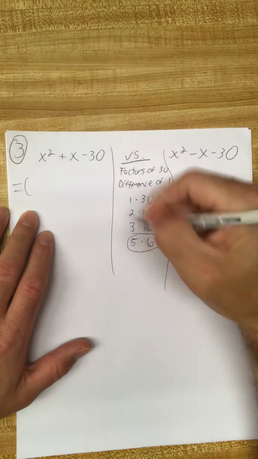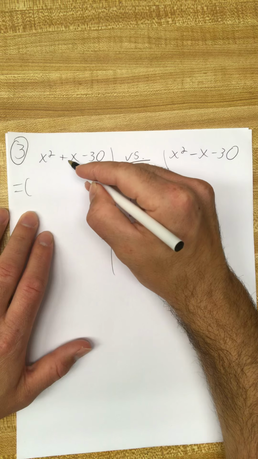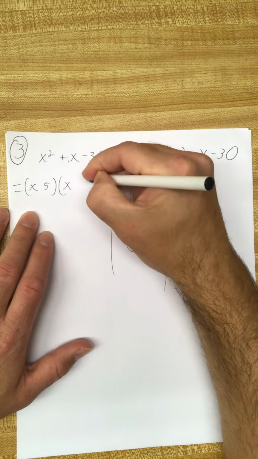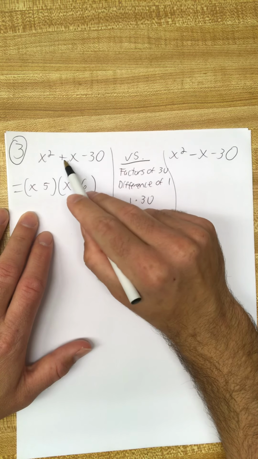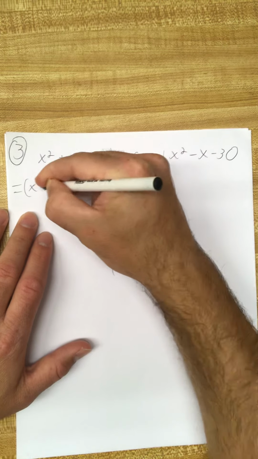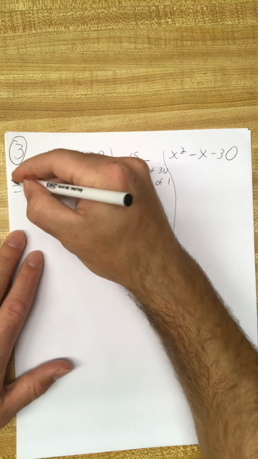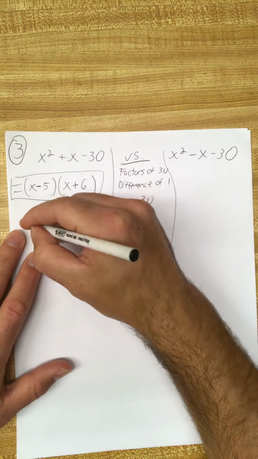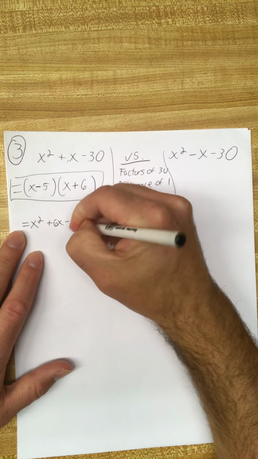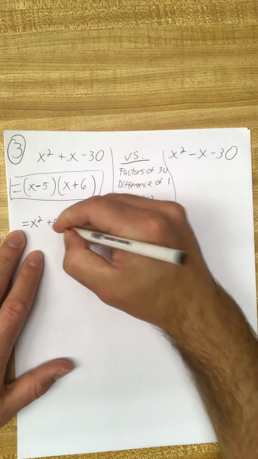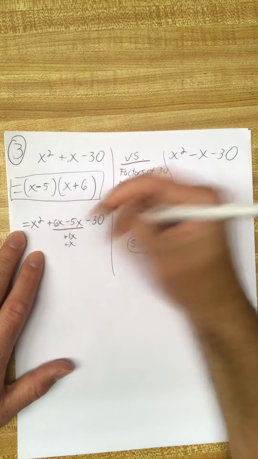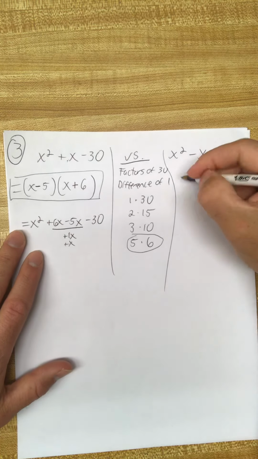So again, I know I'm going to use 5 and 6 because I'm trying to get a 1 in the middle there. So I'll go x and 5, x and 6. For my first one, I'm trying to get a positive 1, so I need to make my bigger factor positive, my smaller factor negative. Again, that's my solution. If you multiply this out, you get x squared plus 6x minus 5x minus 30. And right there is your plus 1x. Same thing, 1x or just x.